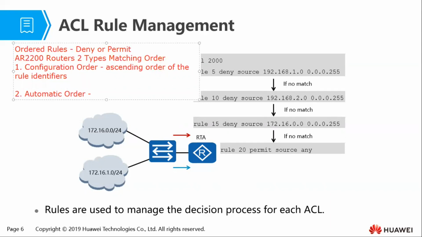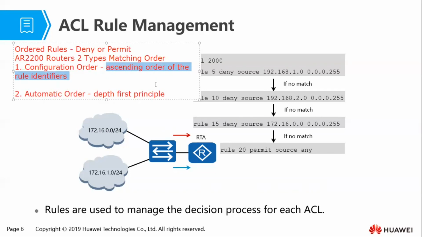On the other hand, automatic order uses what we call depth first. We're talking about depth first search, something like that. So the depth first principle allows more accurate rules to be matched first. I also don't know how it works so far, but generally the configuration order is the default matching order for Huawei routers. So it assesses the rules in ascending order of the rule identifiers.